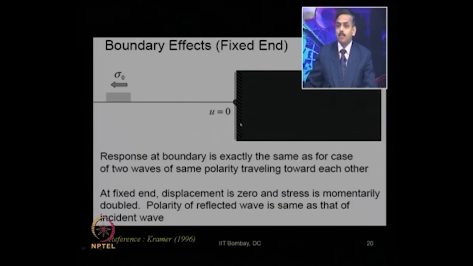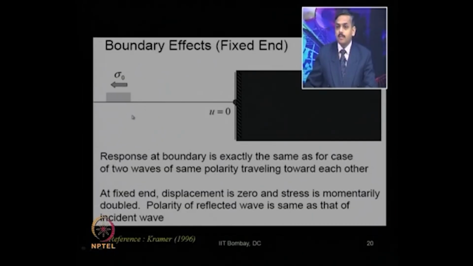That is always the boundary condition, right, because whatever happens at the fixed end, there should not be any displacement. That is the criterion for a fixed end. Am I right? So, if the displacement is 0, what happens to the stresses? They come and go back. So, stress is momentarily doubled. Okay? So, stress becomes doubled. So, the polarity of the reflected wave is the same as that of the incident wave.